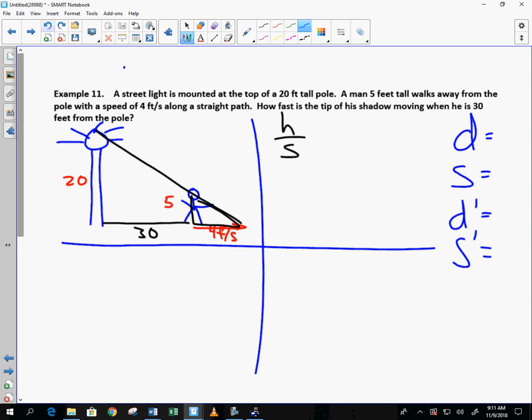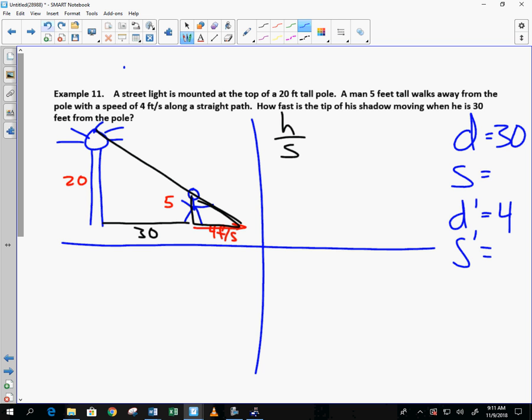Do we know the current distance? 30. Do we know the current D prime? Yeah, he's moving at 4 feet per second. The question is, at what speed is his shadow moving? Okay, so we don't know that, and we don't have the current length of the shadow. Could we figure out the current length of the shadow? We could. Let's wait to see if we even need it. Okay, we might not need it.